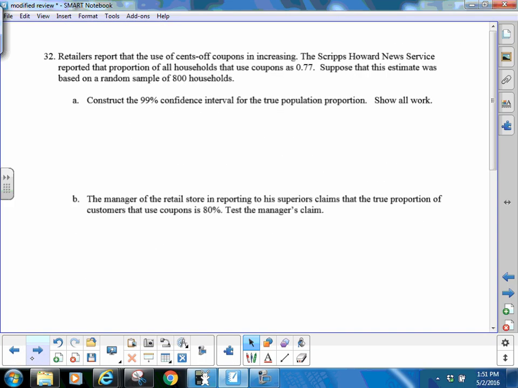Okay, so that's 31. 32. Let's read it together, and I'm going to let you work it on your own, because I know you're tired of hearing me, but I want us to agree on what we're doing. So retailers report that the use of cents-off coupons is increasing. The proportion of all households that use coupons is 77%. Suppose that this estimate was based on a random sample of 800 households. Construct a 99% confidence interval for the true population proportion.